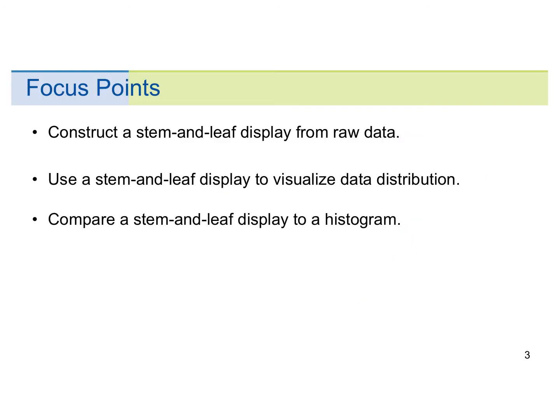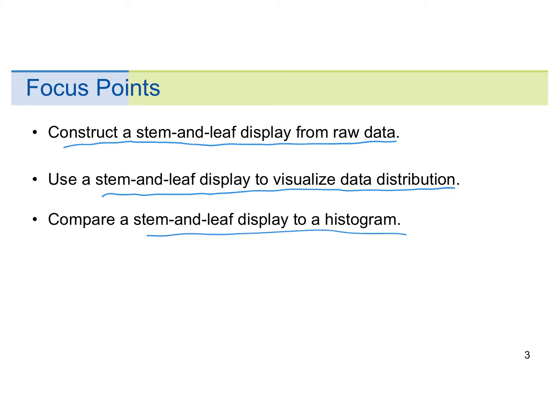So our focus points for Chapter 2.3: the main one is to construct a stem and leaf display from raw data. That basically is going to collect and organize our data. But we can also use a stem and leaf to visualize data distribution, so you can see where there are more data pieces and less data pieces, and we can actually compare to a histogram.